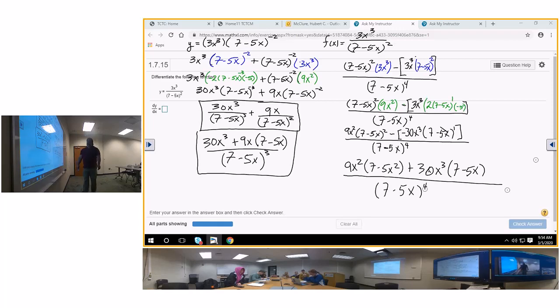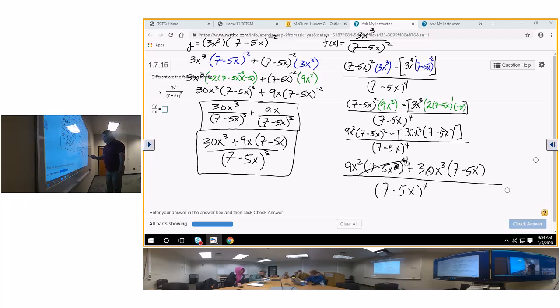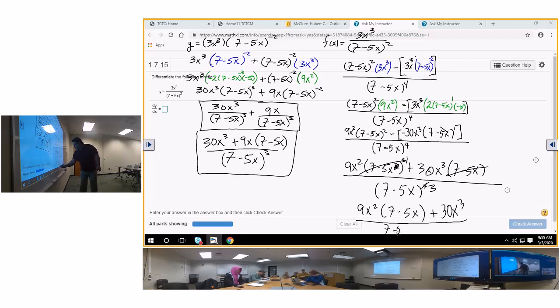And you can factor out a 7 minus 5x up here. So I'm going to cancel, that's supposed to be to the 2nd power, I'm sorry. Right here. So I'm going to cancel that out, and that'll be a 1. That'll cancel out, and this will be to the 3rd. So 9x squared times (7 minus 5x) plus 30x to the 3rd over (7 minus 5x) to the 3rd power. And that should be what we have right there.